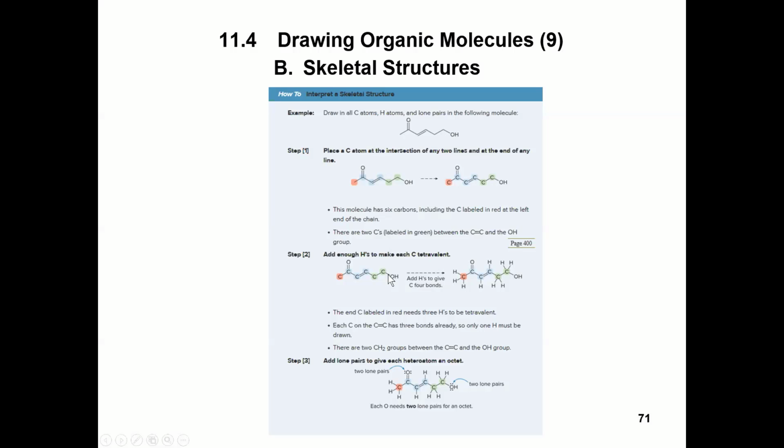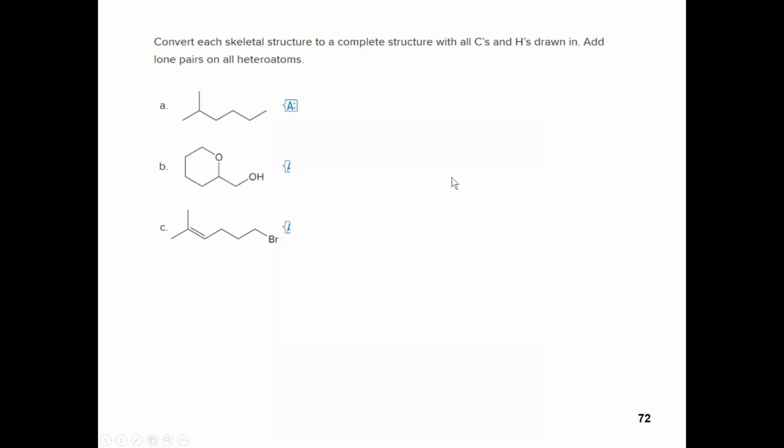Now this carbon here already contains 2 single bonds. One of the single bonds is to another carbon, the other is to a hydroxyl group. So to make the carbon tetravalent, you need 2 more bonds. So then you would put 2 hydrogens here. Okay, and then the final step is to add your lone pairs to the heteroatoms. So again, we're going to convert skeletal structures to complete structures with carbons and hydrogens drawn, and we're going to add the lone pairs to the heteroatom.